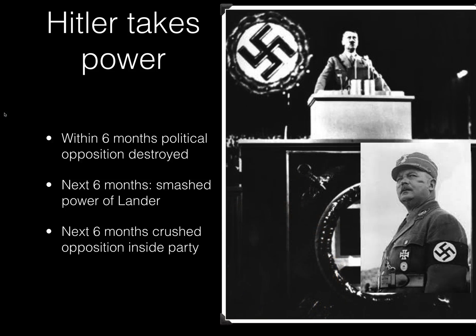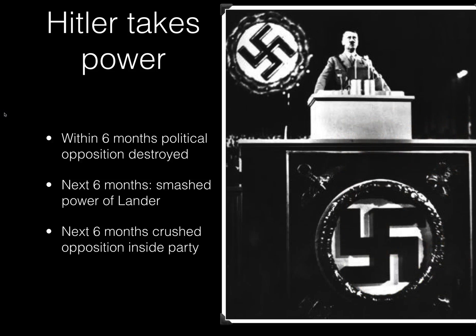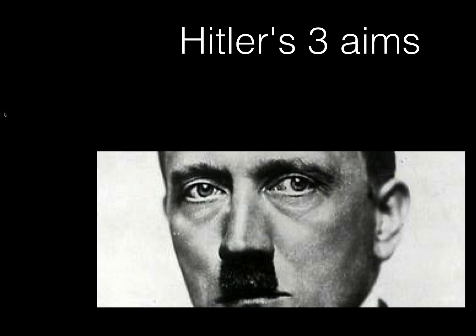Within the next 6 months, he crushed all opposition from within his own party. Once he'd achieved power, Hitler could then focus on his 3 main aims. The first was to build a Volksgemeinschaft, or national community. Again, apologies to any German speakers for my horrible pronunciation there.